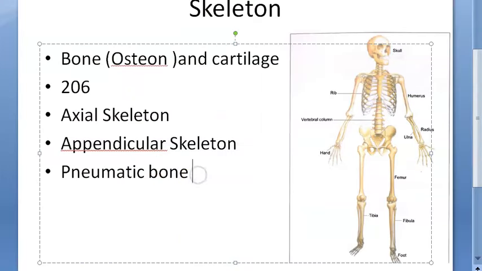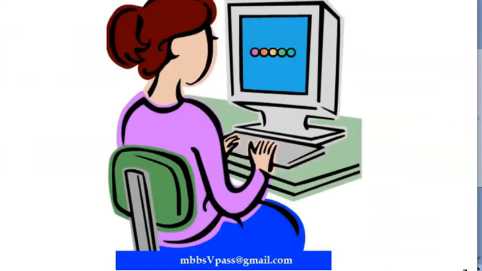Pneumatic bone means, see, your skull is light, it's not filled completely. It has air spaces inside. So that is pneumatic bone. Like even your sphenoid bone, ethmoid bone, basically in your skull. They make the skull light. Air spaces lined by epithelium, so that will be pneumatic. Pneumo means air, right? So air filled. That you got it.